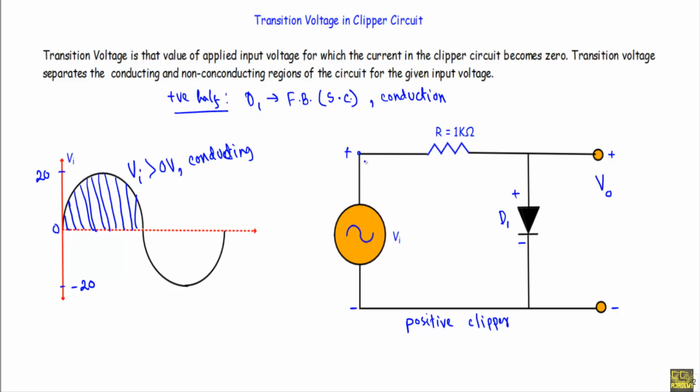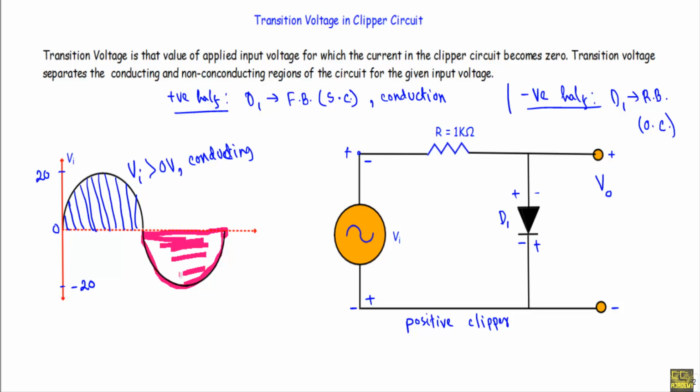Now if I consider the negative half cycle, this terminal will be negative and this terminal will be positive. The positive terminal will get connected with the N side of D1 and the negative terminal will get connected with the P side of D1. That means during negative half cycle, the diode D1 should be in reverse bias, and we can replace the diode with an open circuit. In this region the input is going through negative half cycle, that means Vi will be less than 0 volt. In that case, the diode is in reverse bias, so I can replace it with an open circuit. When Vi will be less than 0 volt, that will be the non-conducting state for the circuit.